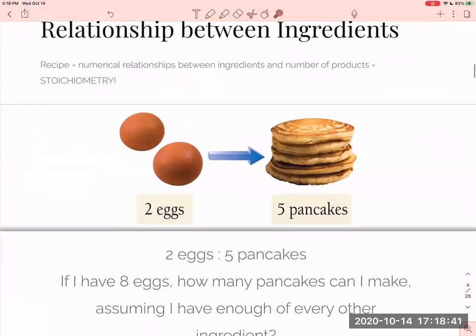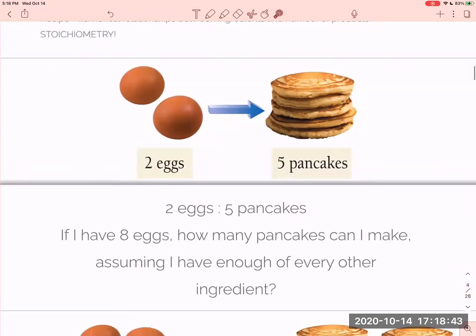But let's assume that maybe I don't have exactly 2 eggs. Let's say I want to make as many pancakes as possible and I've got 8 eggs. So if I have 8 eggs, how many pancakes can I make? Assuming I have enough of every other ingredient. So why don't you pause and see if you can figure this out. So maybe you wrote something down. Maybe you didn't write something down. That's okay. If you did this in your head, well, how easy was that? If you had to write something down, that's fine.